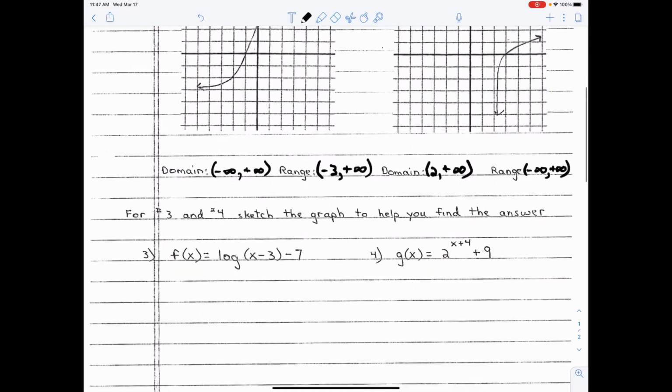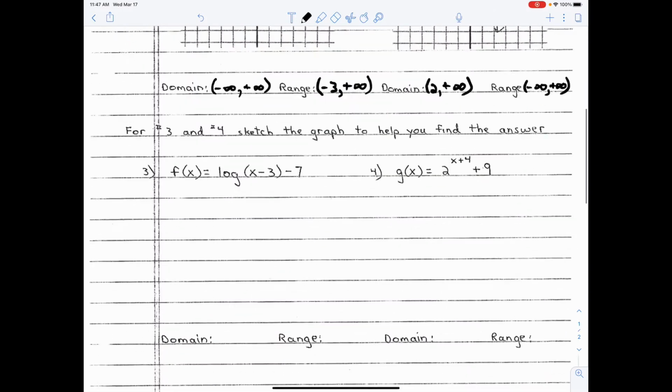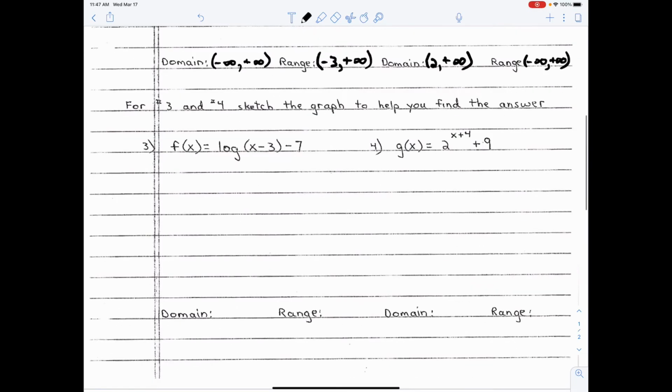Now, what if I give you the equation and ask you to find the domain and range? What you should do is make a quick sketch of the graph. So let's do that. I'm not going to graph it well. We don't really need to. What are we going to do here? We're going to have a log graph that's going to look like this.